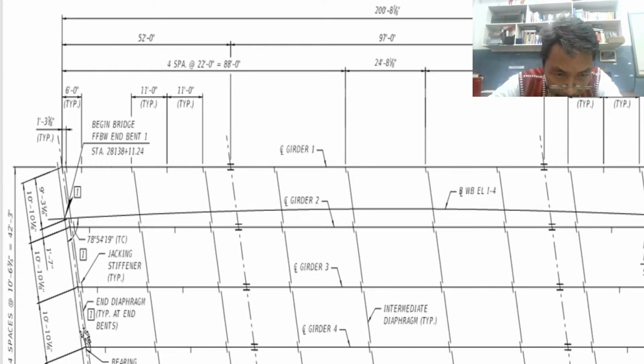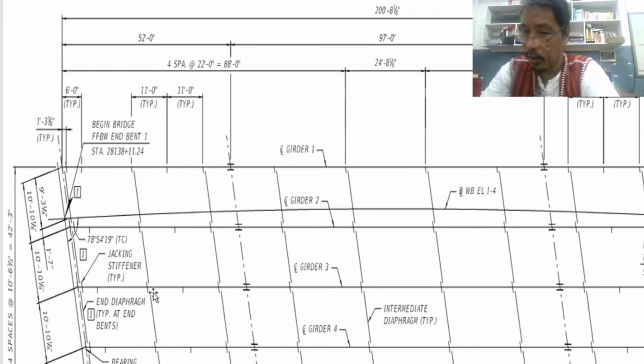In the middle, we have end diaphragm, typical at end bent. This is the end bent. Begin bridge, so that is actually the end bent, the beginning of the bridge. So this line is the diaphragm.